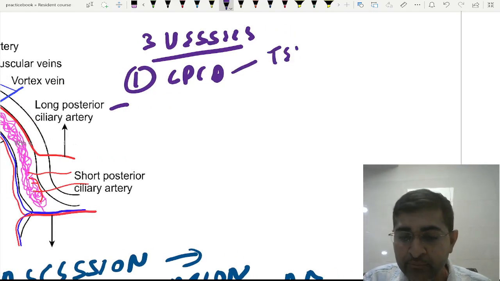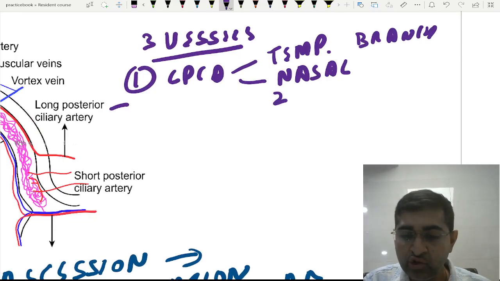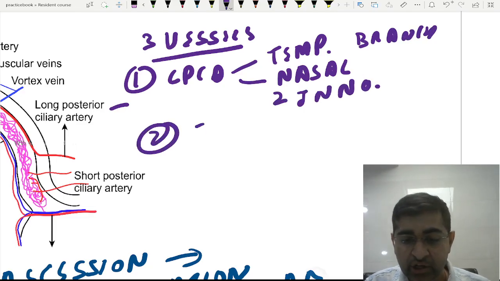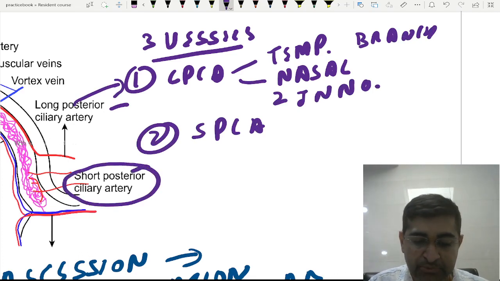One is temporal branch, another is nasal branch, right? Temporal branch and nasal branch. So how many are they in number? They are 2 in number. And second is your SPCA, the short posterior ciliary artery.